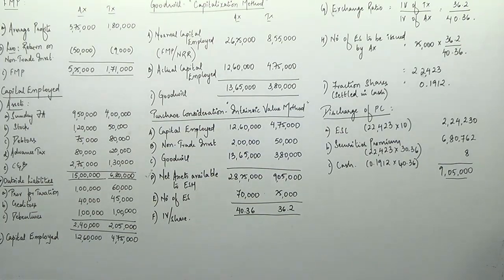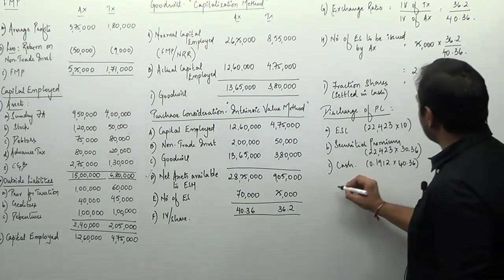Without hesitation, it is a purchase method. Reason number one, he has already given in the question that it is a purchase method. Reason number two, you went and valued goodwill. So goodwill was a revaluation of a particular asset. So when you are valuing goodwill, it becomes a purchase. So, right: amalgamation, nature of amalgamation and method of accounting.